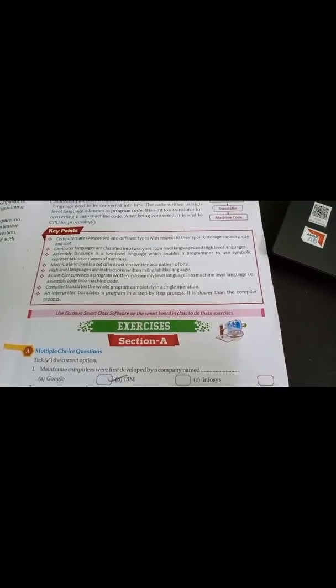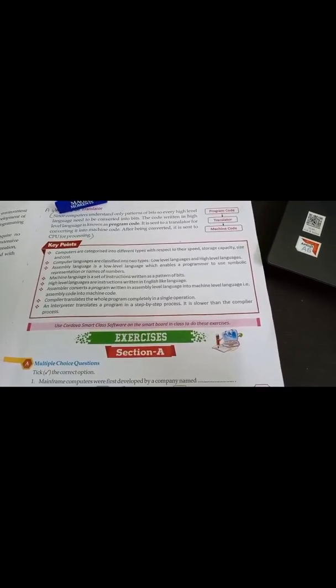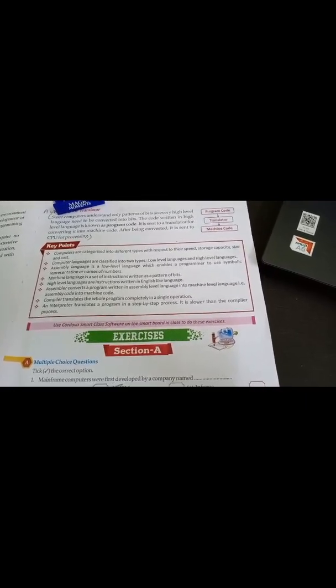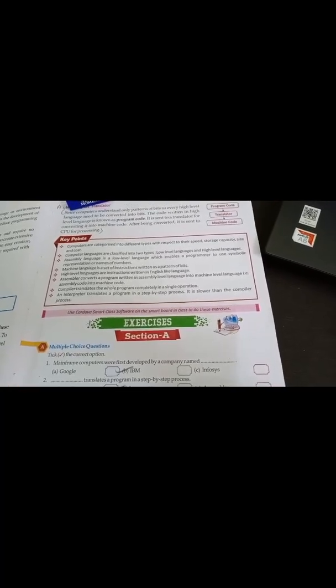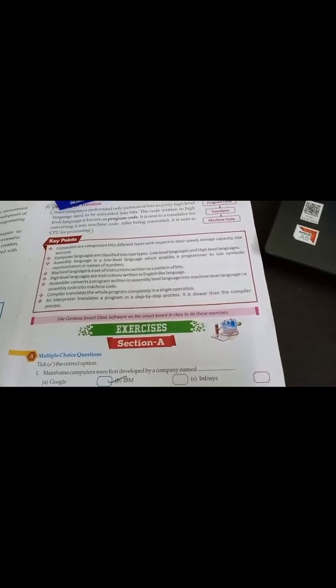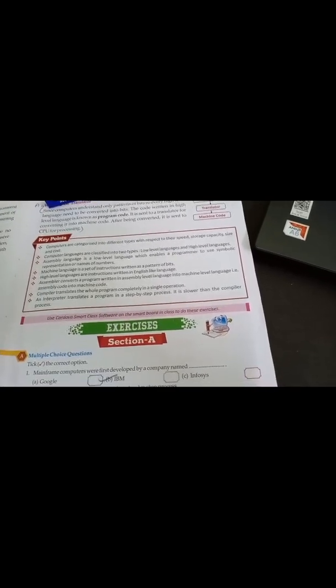Next, an assembler converts a program written in assembly-level language into machine-level language, that is, assembly code into machine code. Then a compiler translates the whole program completely in a single operation. Then at last, an interpreter translates a program in a step-by-step process. It is slower than the compiler process.